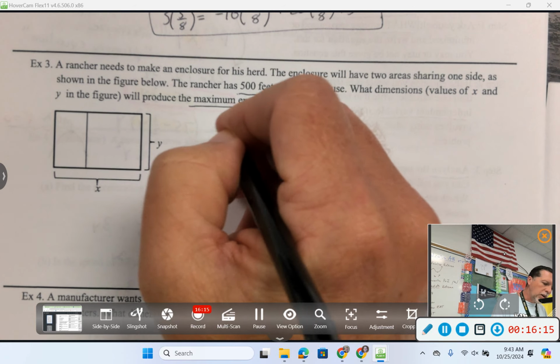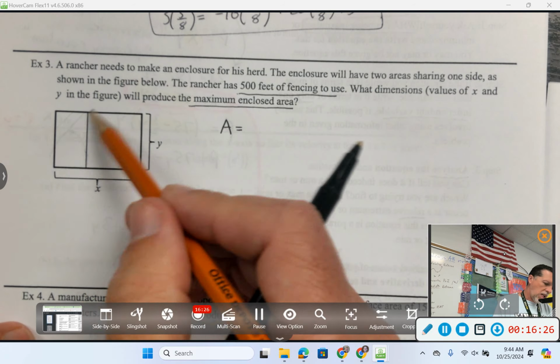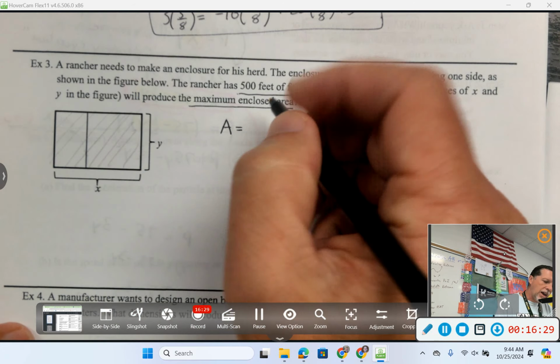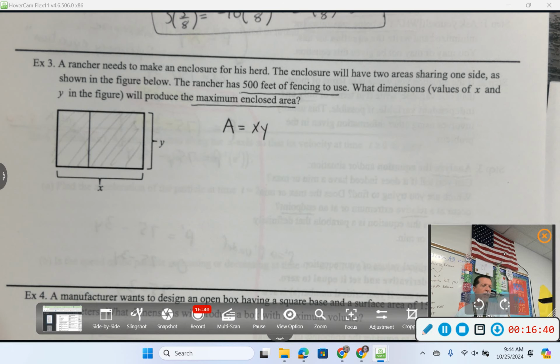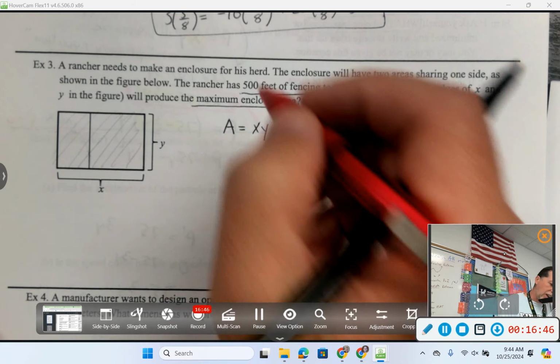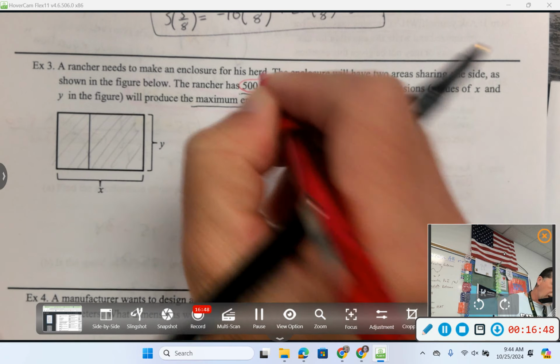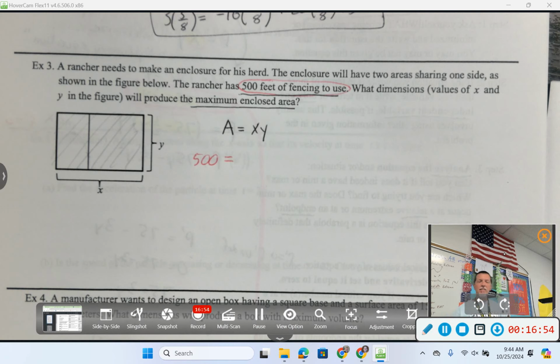So let's write our equation we want to maximize first. So what's the area based on x and y? Yeah, just x, y. That's what I want to maximize. But that's got 2 variables in there, so I would really like it if there was some helper equation, some secondary equation that I could use and get rid of one of those variables. Well, what is this 500 feet of fencing? Yeah, it's how much fence he has. And we're just going to assume he wants to use all of the fence to get the maximum area.